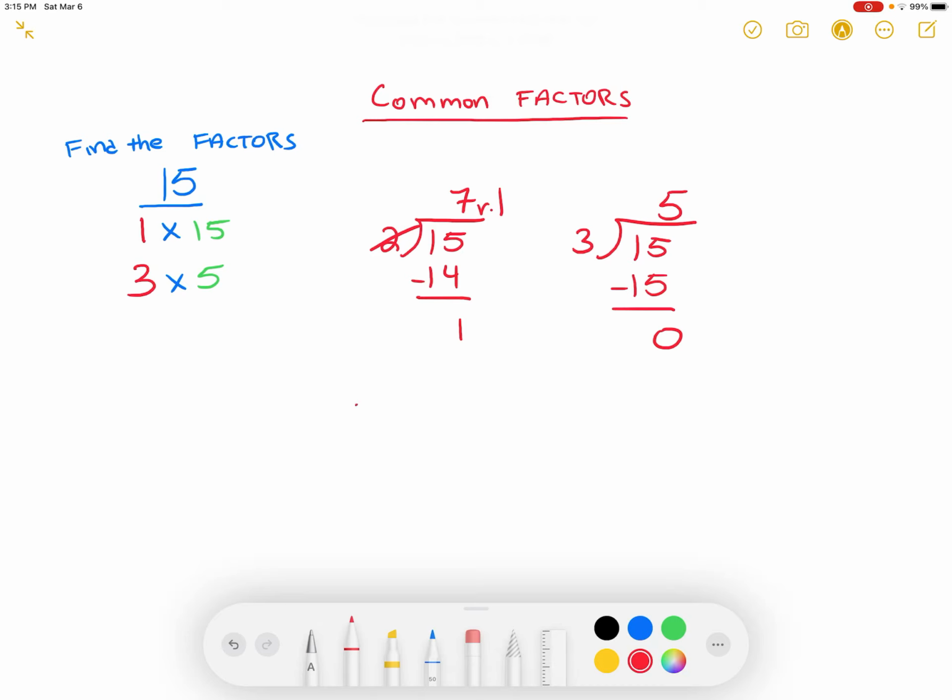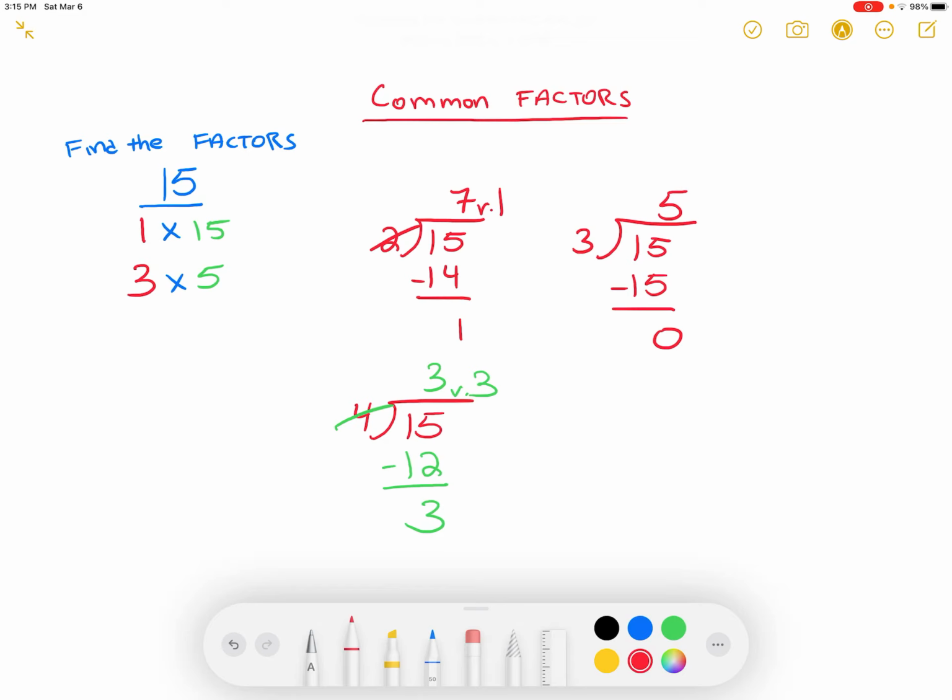Let's try 4. Does 4 divide evenly into 15? 15 divided by 4, let's see, 4 goes into 15 3 times, right? 3 times 4 is 12. 15 minus 12 is 3. Nope, we have a remainder of 3. 4 is not a factor.